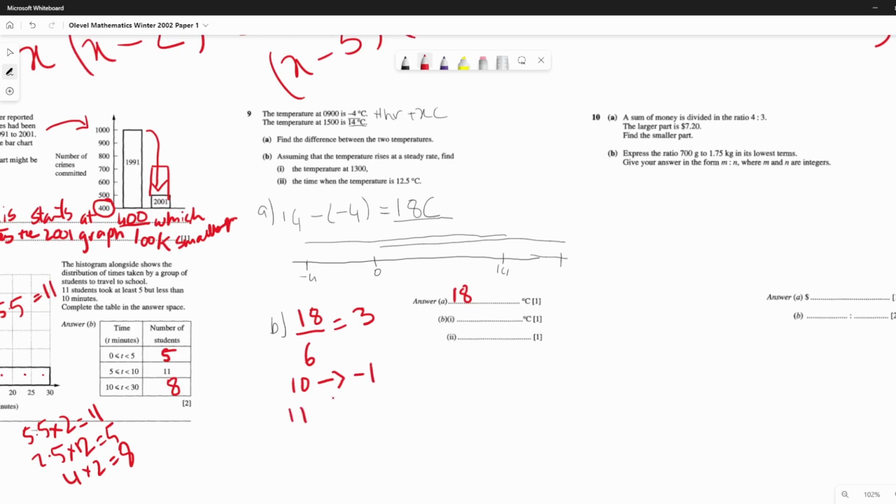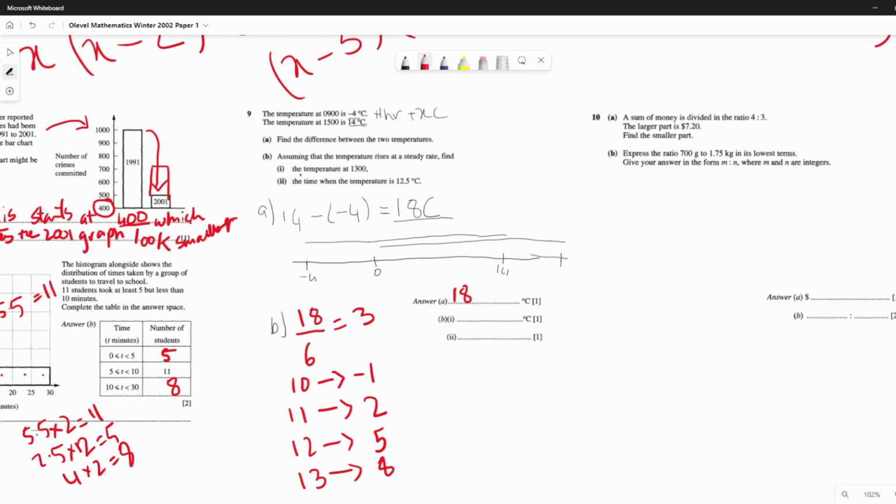At 11, my temperature would be -1 plus 3, which would be 2. At 12, my temperature would be 2 plus 3, which would be 5. And lastly, at 13, my temperature would be 5 plus 3, which would be 8. And then 14 and 15, we would get to where we just were.